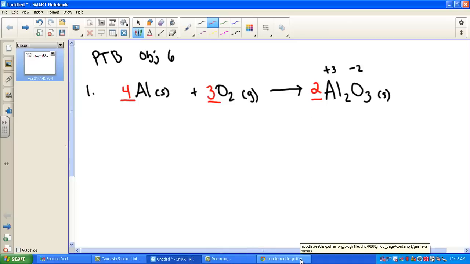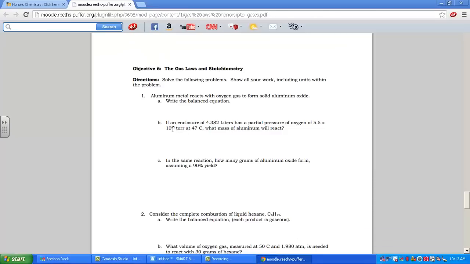Now we're ready to consider what the question's asking. If an enclosure with a volume of 4.382 liters has a partial pressure of oxygen of 5.5 times 10 to the -3 torr units, same as a millimeter of mercury, and the temperature is 47 degrees Celsius, what's the mass of aluminum that will react?